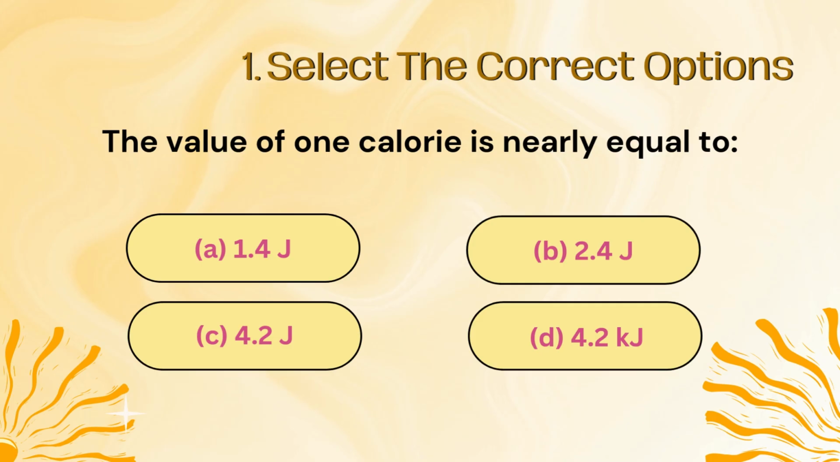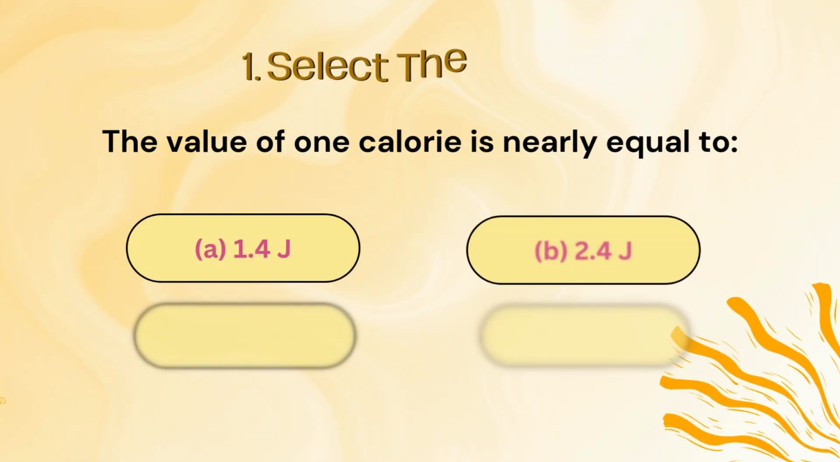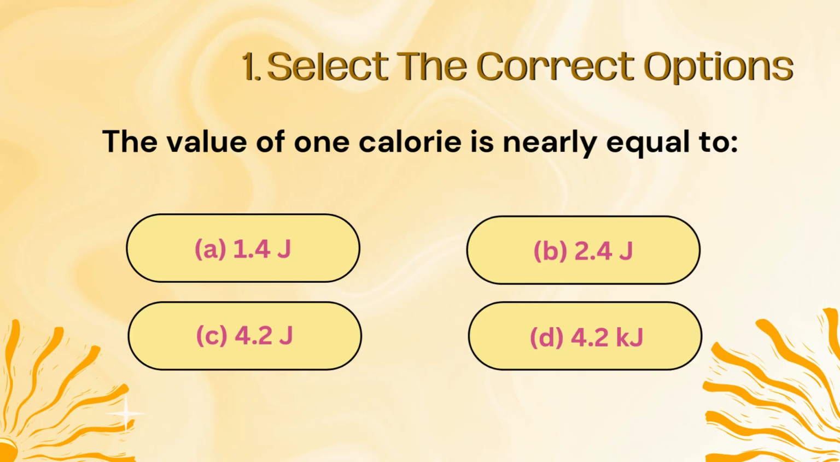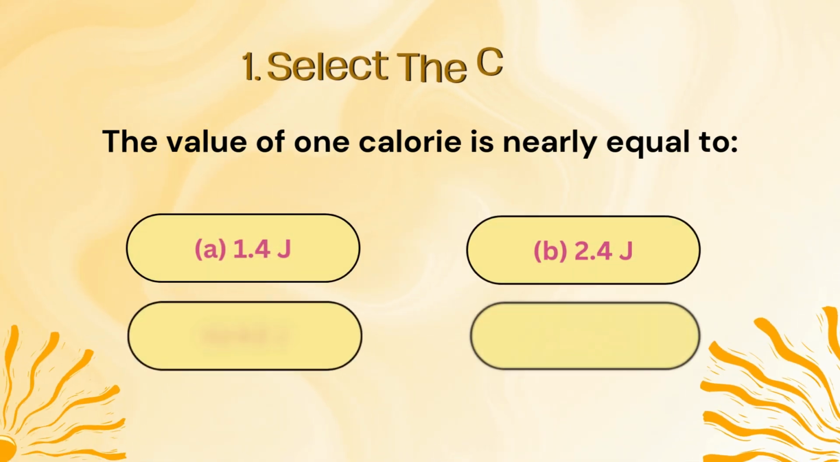Let's start with, select the correct options. The question is, the value of 1 calorie is nearly equal to option A, 1.4 joules, option B, 2.4 joules, option C, 4.2 joules, option D, 4.2 kilojoules. The correct answer is option C.